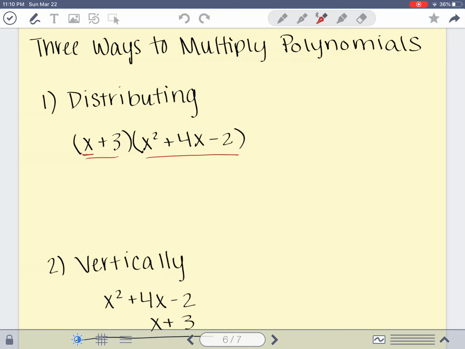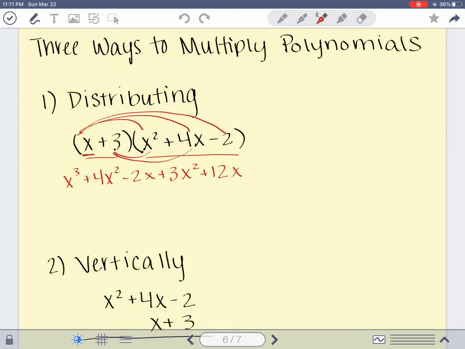Alright, so first method is distributing. Remember, everything in the first goes to everything in the second. So x times x squared, we get x cubed. X times 4x plus 4x squared. X times negative 2, we get negative 2x. So this first term has been distributed to everything in the second. All right, so our next one is going to be 3 times x squared, so plus 3x squared. 3 times 4x, so plus 12x. And 3 times negative 2, which gives us negative 6.